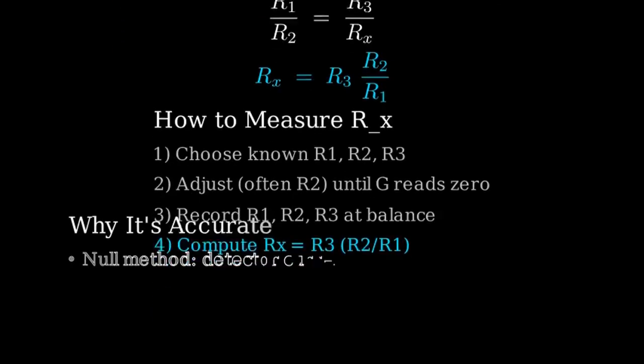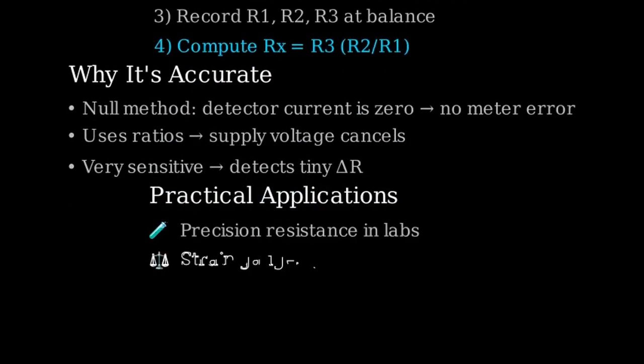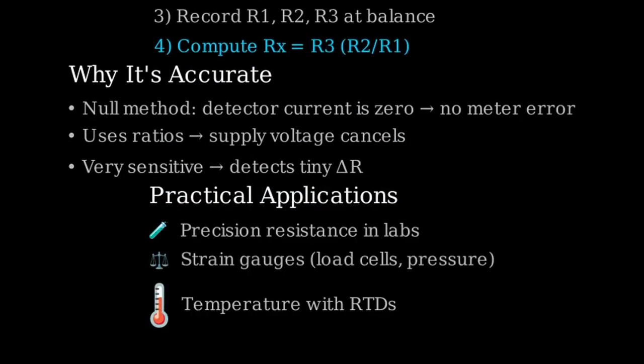Why is this so accurate? We null the current through the detector, so the meter's internal resistance does not matter. Also, the result is based on a ratio, so supply voltage changes cancel out. And modern bridges are extremely sensitive. Common applications include precision resistance measurement, strain gauges in load cells, and temperature measurement with RTDs in a bridge.